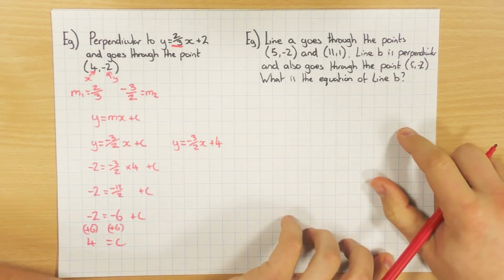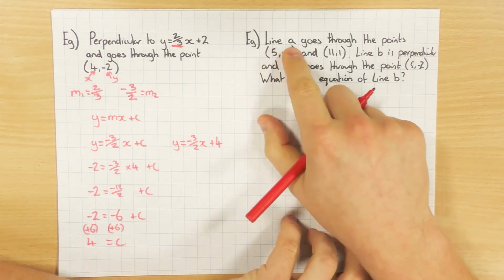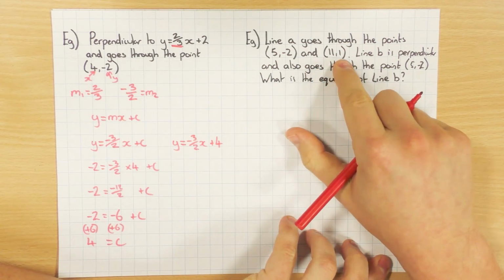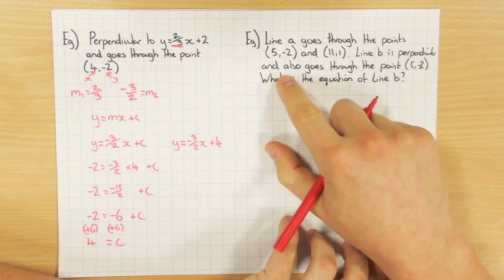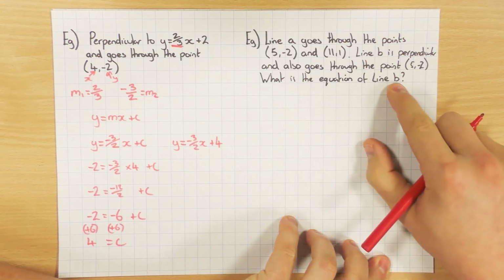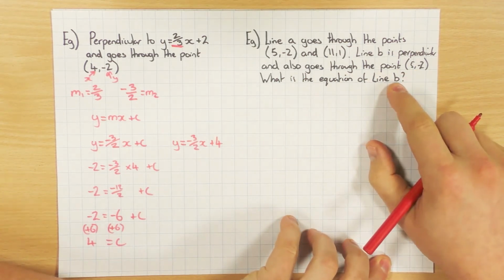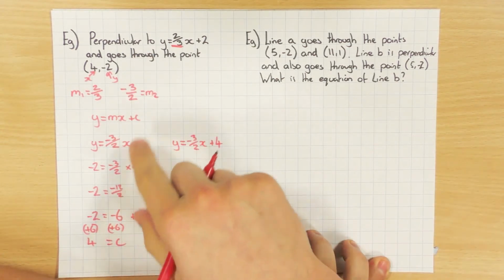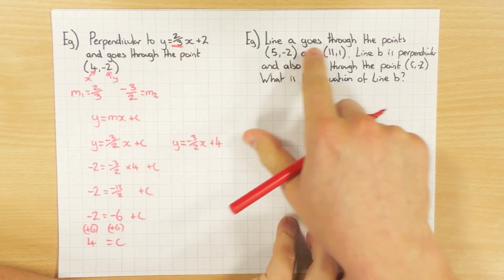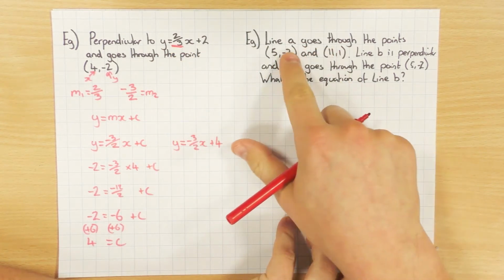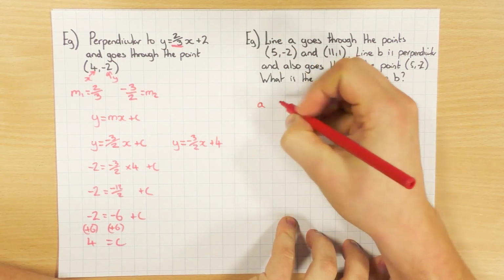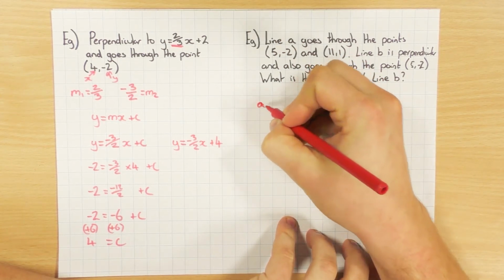Let's have a look at this one then. So, line A goes through the points 5, minus 2 and 11, 1. Line B is perpendicular and also goes through the point 5, minus 2. What is the equation of line B? So it's exactly the same concept we're going to be doing here. However, I don't have the equation of this line to get the gradient from. So I'm going to have to use these two coordinates to work out the gradient of line A. Okay, well, let's keep it with m.